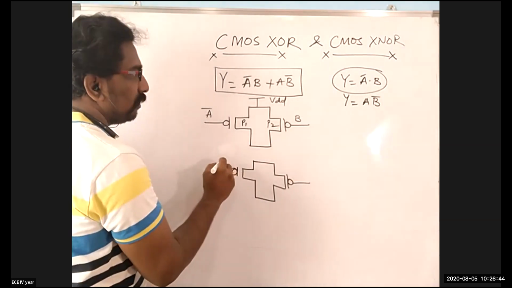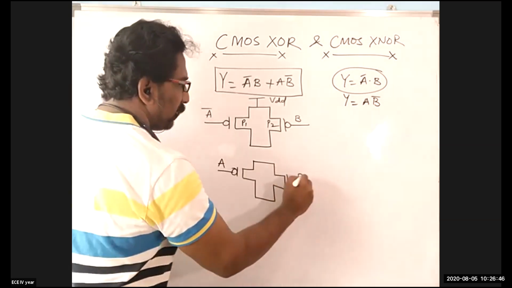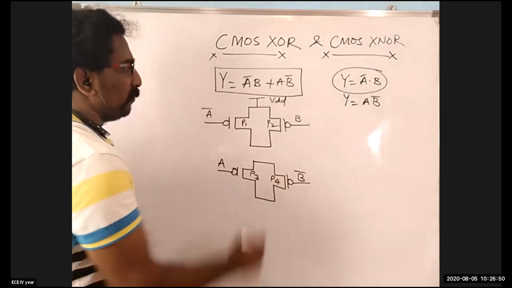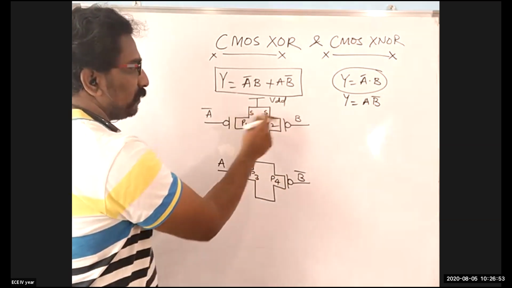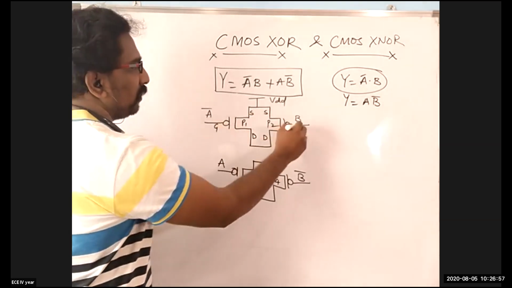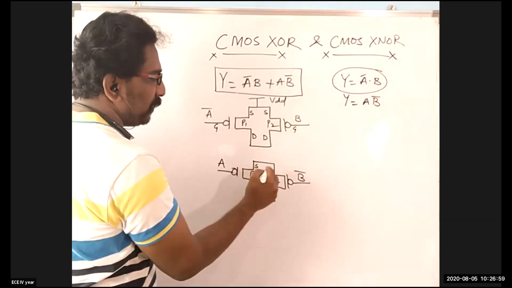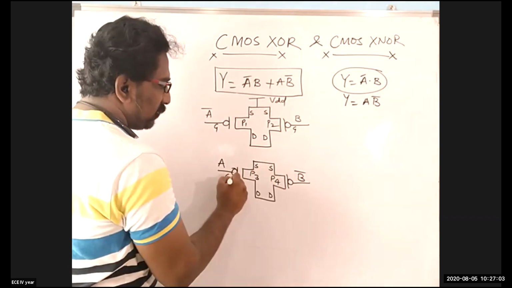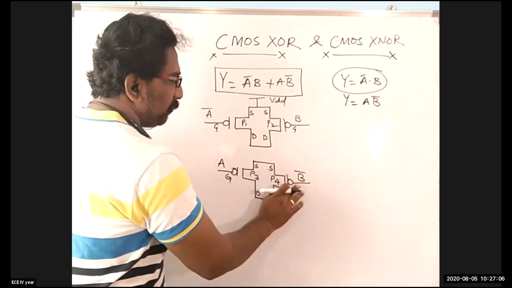This is for your A B bar, and this is P3 and P4. This is the source of P1 and P2, drain of P1 and P2, gate terminals of P1 and P2. In the same way, source of P3 and P4, drain of P3 and P4, gate terminals of P3 and P4.